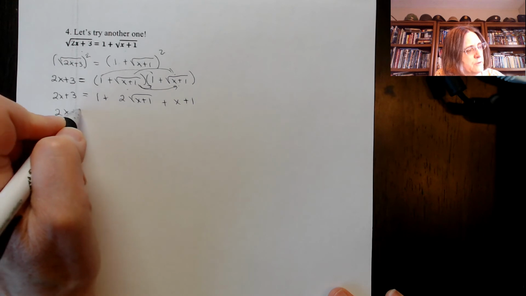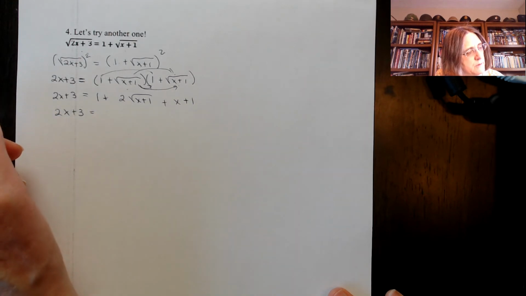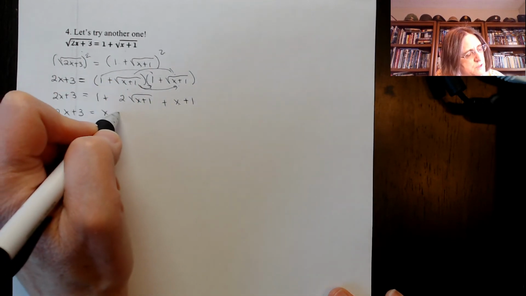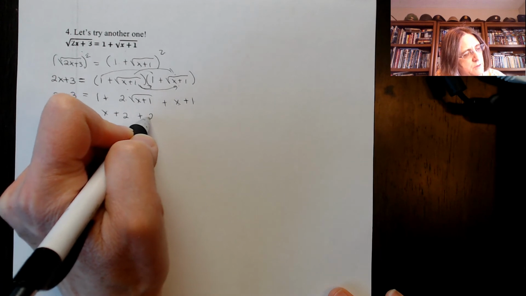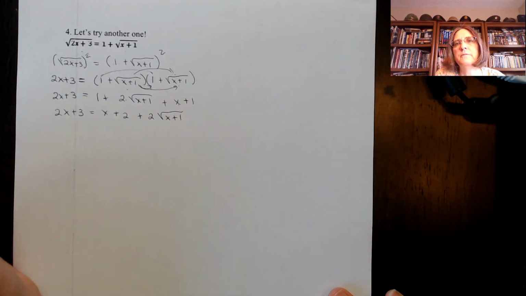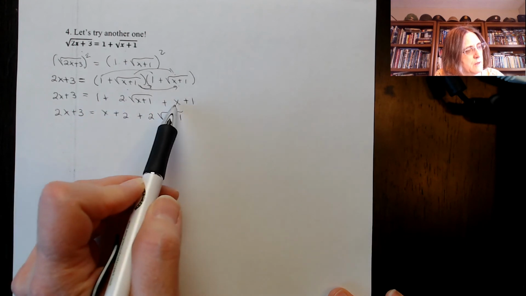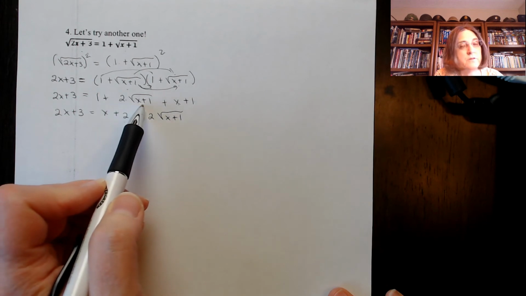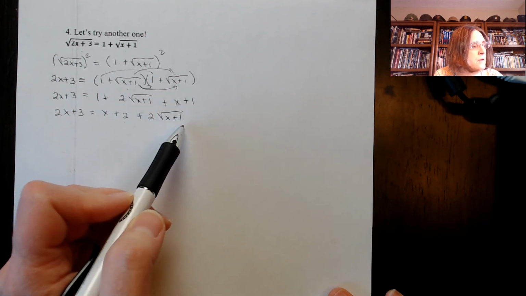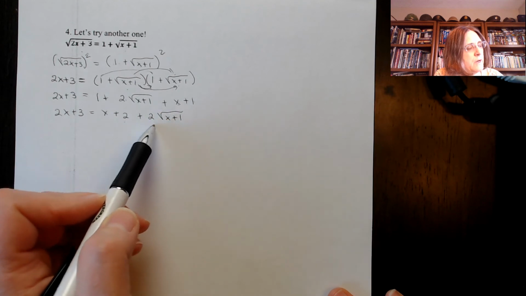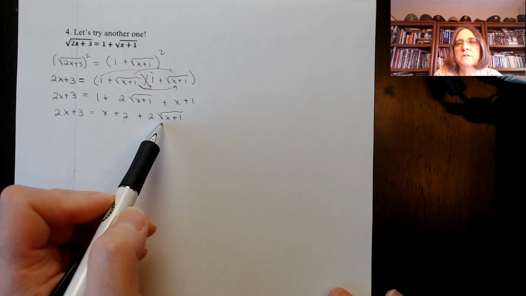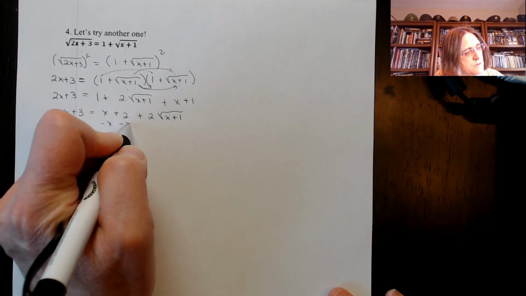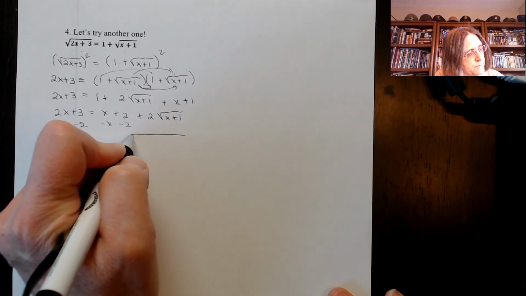Now let's go ahead and combine like terms, this time on the right side of the equation. We have an x, we have a 1 plus 1, which is plus 2, and we have 2 root x plus 1. Again, we need to isolate the radical term, so we want to get this term by itself. So let's go ahead and subtract x from both sides and subtract 2 from both sides.